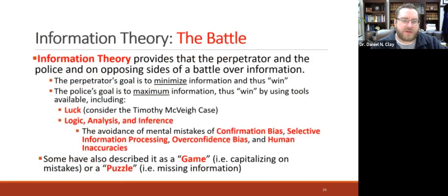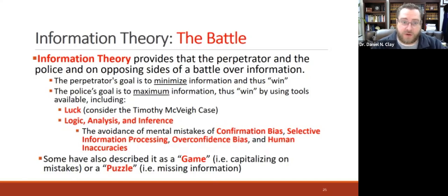So when we're thinking about information, and we're thinking about what we can get from crime scenes and from crimes, right? It's really helpful to think of information theory, right? Information theory is what we call the battle. Now, it's also been described as game theory, right? Or puzzle theory, right? So information theory basically provides that the perpetrator, so the person who committed the crime, and the police, the people investigating the crime, are on opposing sides of a battle over information, right?